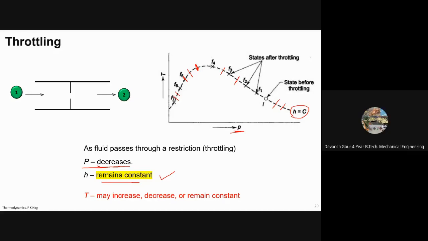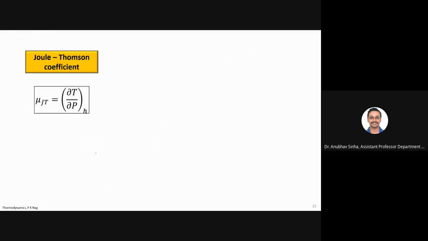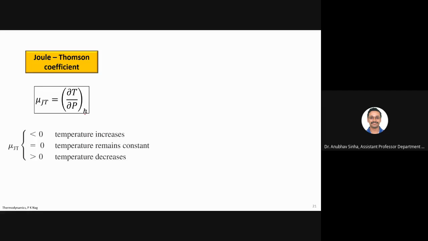Yes sir. Okay. So now the question is: how will temperature increase or decrease, or what will decide that? Let us define the Joule-Thomson coefficient, which is defined as del T by del P at constant H. For a negative Joule-Thomson coefficient, if mu JT is less than 0, temperature increases for that process. If it is equal to 0, then temperature remains constant. And if it is more than 0, then temperature decreases. Right? Let us see how it works.